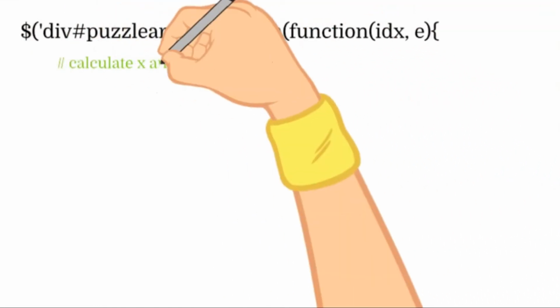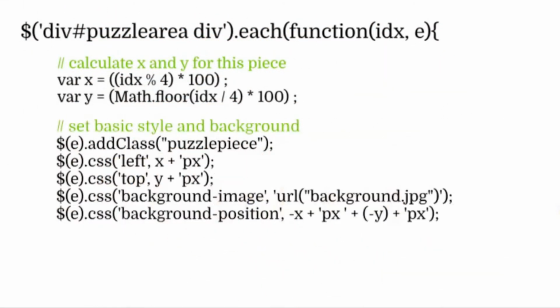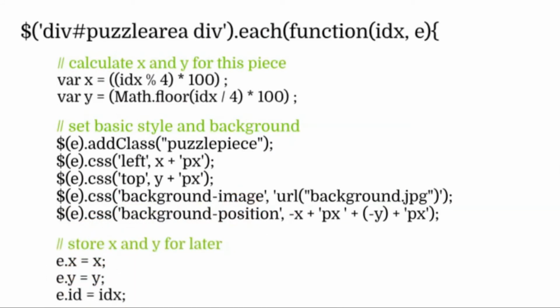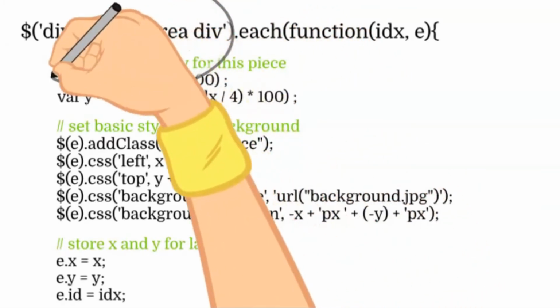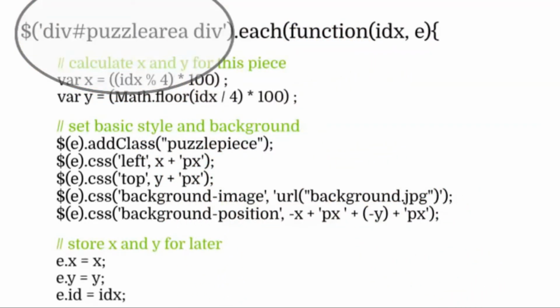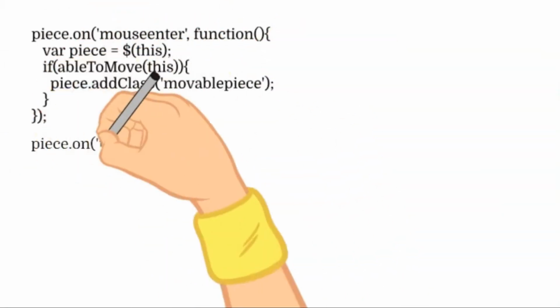Here is the jQuery code to set X and Y coordinates and the background image. The dollar symbol is used in jQuery to identify a jQuery object, with the syntax $("#id") or $(selector). Here in the code, we can see that we are accessing all the div tags inside a parent div with ID puzzle area and repeatedly applying the function to each div. Please read the code, and if you don't understand, please leave a comment below this video. I will answer it.